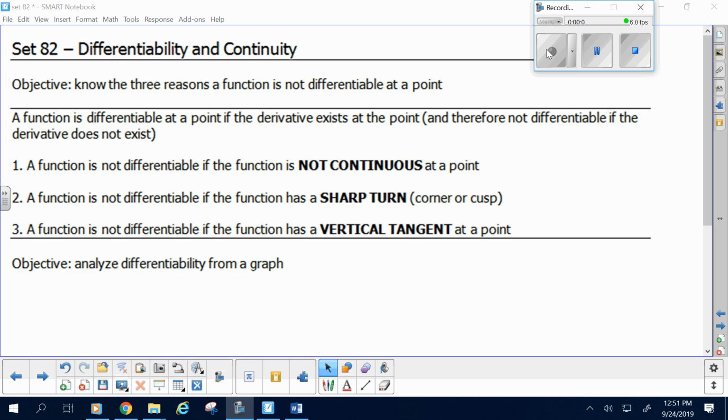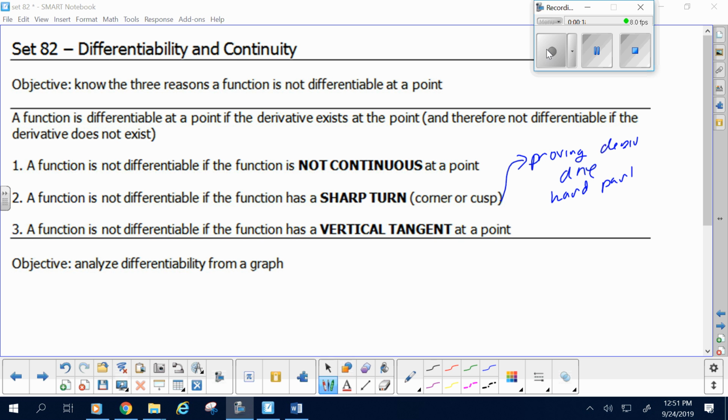That's reviewed, yes? A sharp turn, whether it be a corner or a cusp. This is the hardest part of the day: proving a derivative doesn't exist. We'll get to that on the back. See the back if you go back and study this.